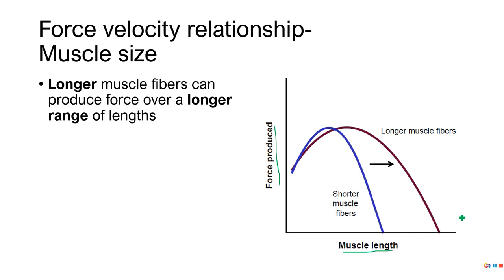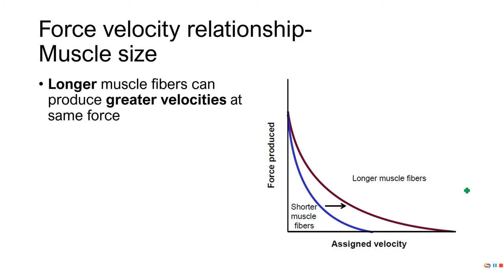And then we can look at this in terms of force production, again on the y-axis, and velocity. Long muscle fibers are going to be able to generate greater velocities for a specific force, right? And they're also going to be able to generate higher velocities, because they're going to have a greater range, because those fibers are long as opposed to short.